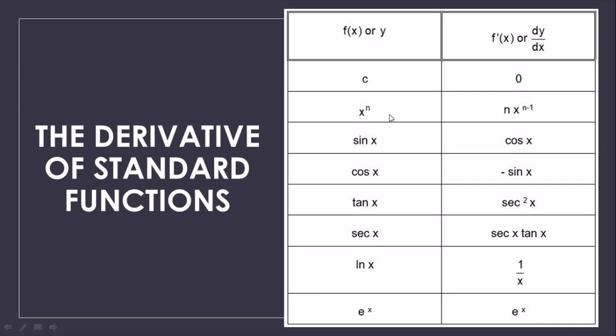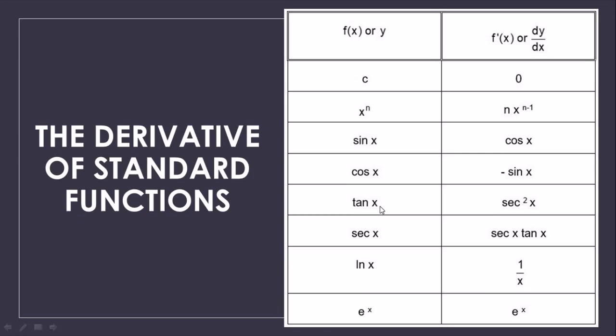Number 1. Differentiate constant equal 0. Number 2. Differentiate x power n equal nx power n minus 1. Number 3. Differentiate sin x equal cos x.